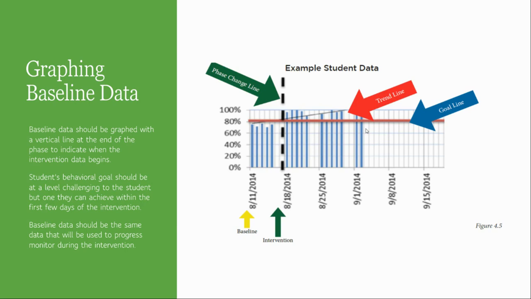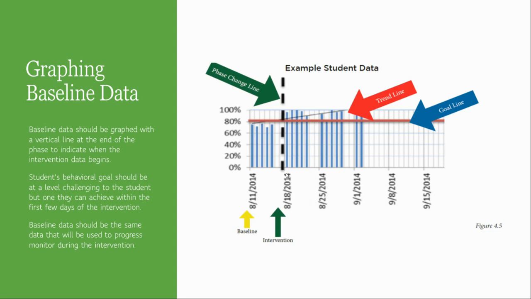When tracking students, it's very important that there is a method in place to graph that data. Again, there are certain programs, school-wide information systems that can be used to help you do this, but this can also be done with paper and pencil. Baseline data should be graphed with a vertical line at the end of the phase to indicate when the intervention data begins. This vertical line right here.